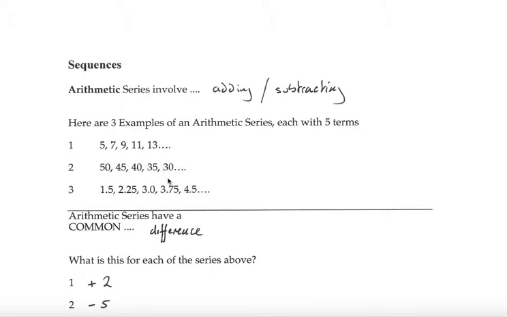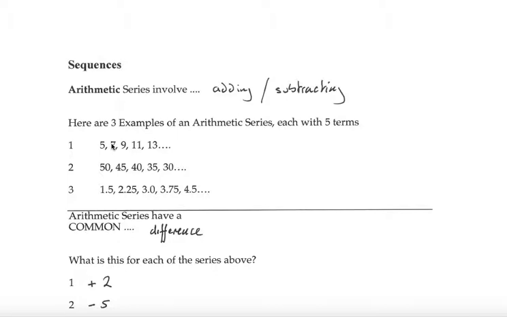I'm always adding 0.75. Now there are sequences where you would be multiplying or dividing between each term in the sequence, but generally they don't come into the syllabus until 6th form. Those are called geometric series, but we are here focusing on arithmetic series, where you are adding or subtracting. So the thing that defines an arithmetic series is that the difference between any two adjacent terms is always constant. They always have a common difference.